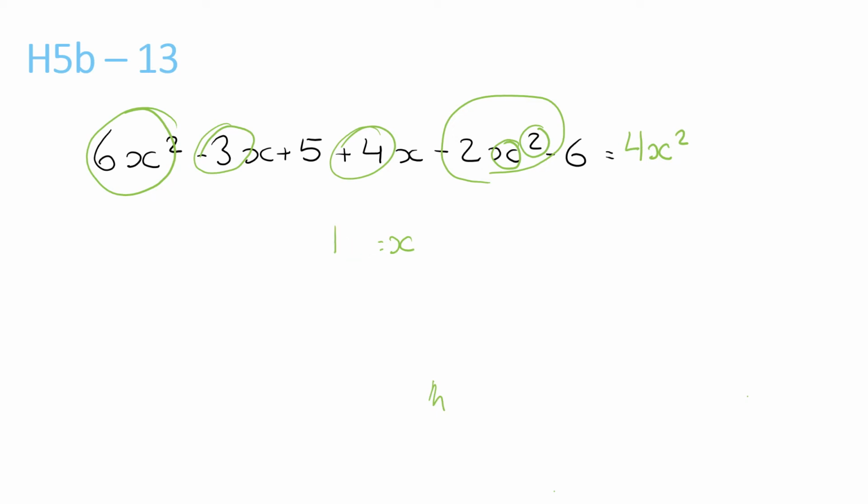So, with that out the way, we put 4x squared plus x, then just do the 5, see the minus 6 there, and the 5. 5 minus 6 is minus 1, so minus 1. And that should be our answer for that question. Okay, so next question.